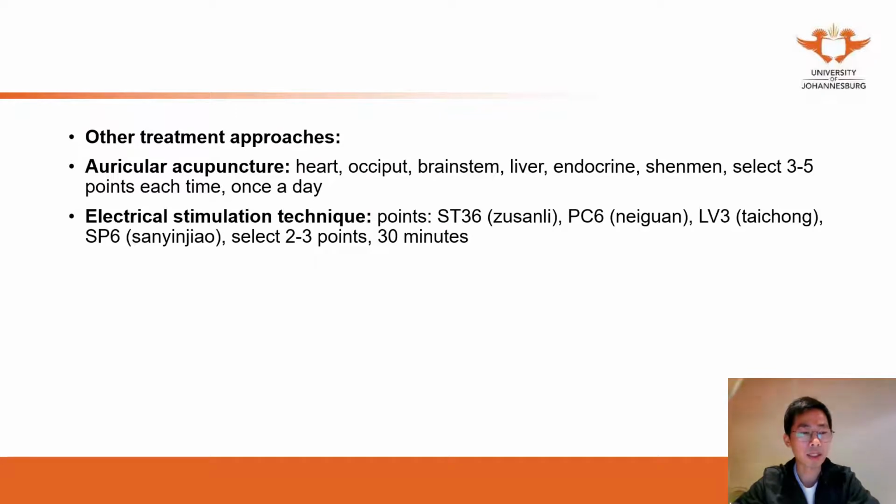Other treatment techniques: auricular acupuncture, electrical stimulation. For depression, because this is a long-term, chronic disease, you can use auricular acupuncture if you want to, because it may be convenient for the patient to stimulate by themselves.